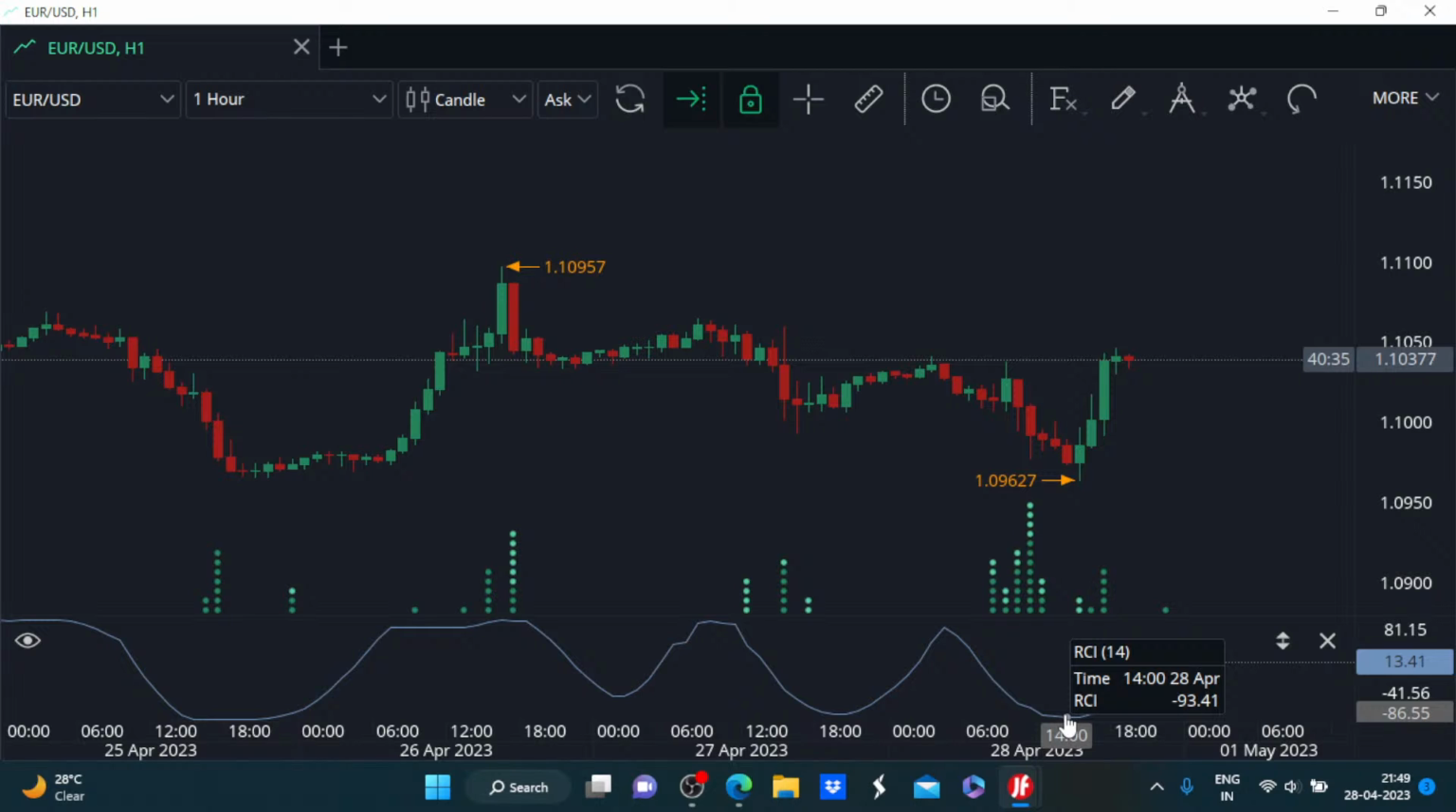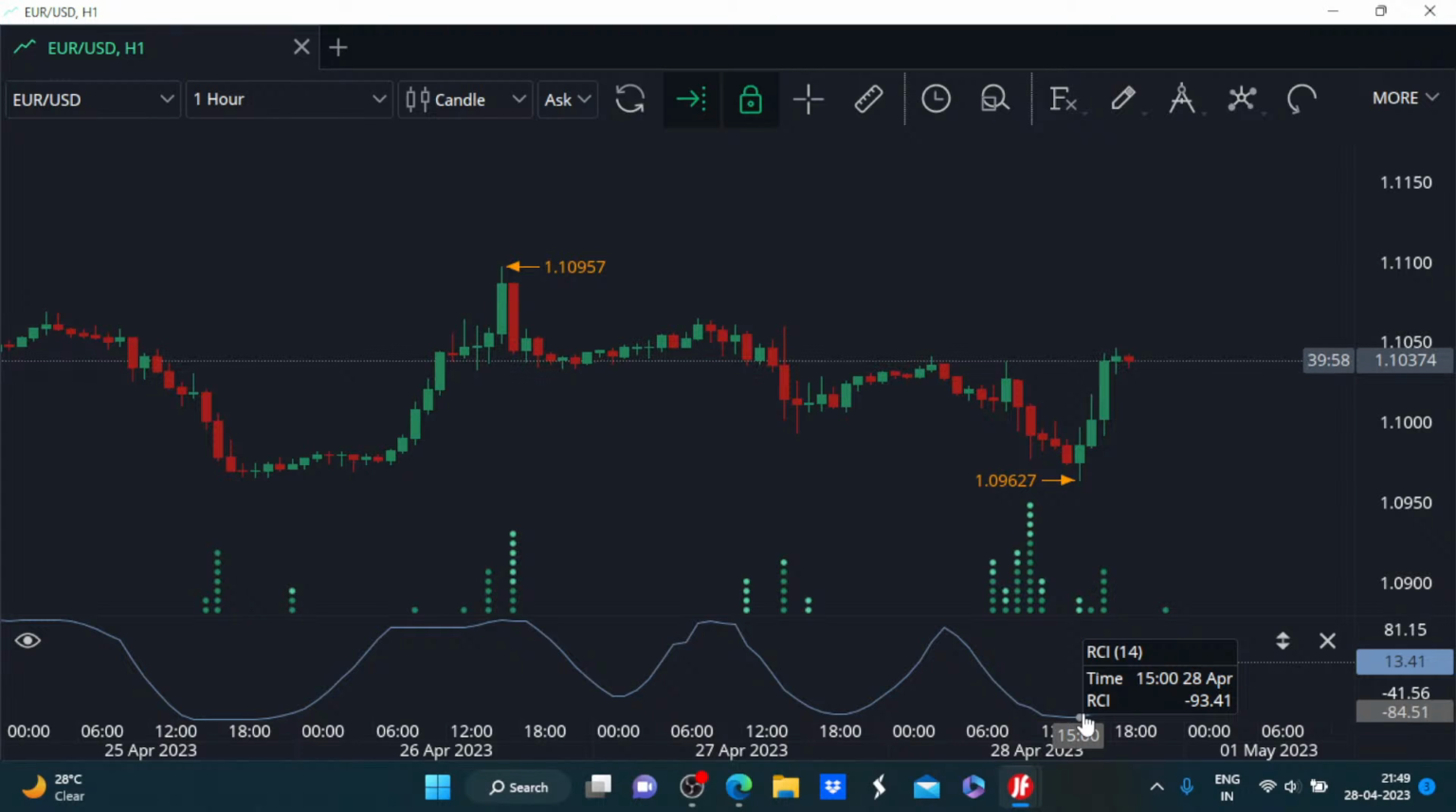We see that this indicator compares the existing value, the closing value, or whichever is your applied price, to a certain value a predefined period back. So using those two comparisons, we get to know how the price has changed and how it is correlated to the prior price. So we get to know if the momentum is bullish or bearish using this rank correlation index.